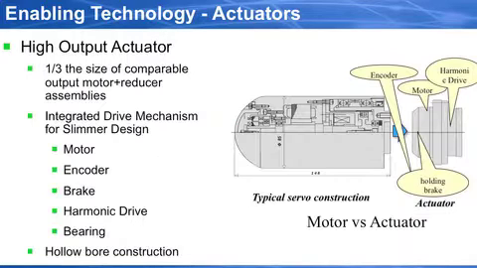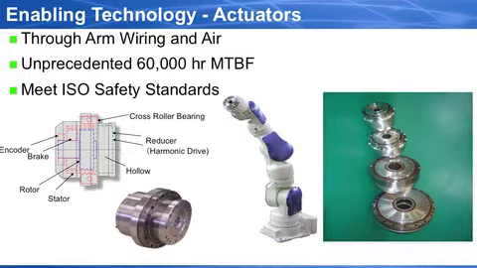This high output actuator puts in one package all of the elements that were previously separate. The motor, meaning its motor stator and rotor, the encoder, a brake assembly, a bearing, a speed reducer, all of these different components in a traditional construction have now been incorporated into a single actuator. What's the benefit? The benefit is that this actuator is hollow, and that's what was needed.